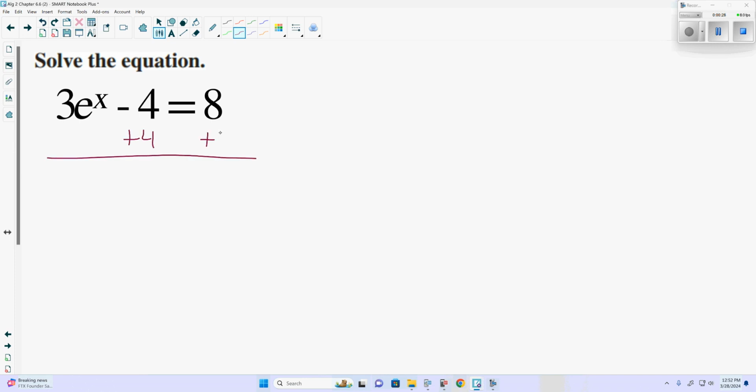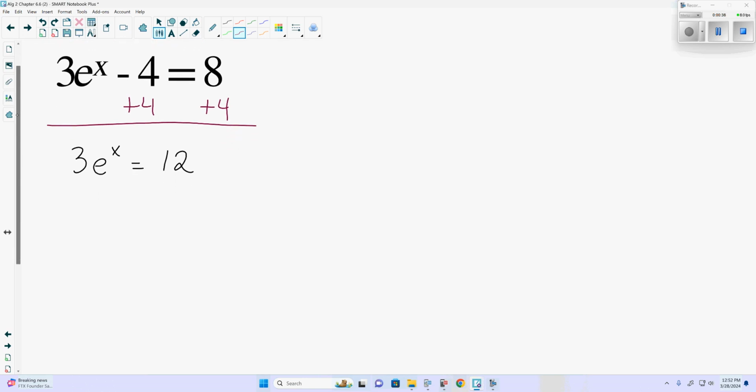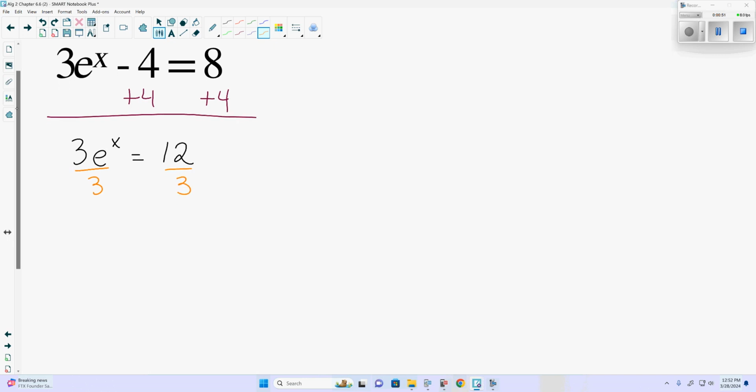So we would add 4 to both sides, telling us 3e to the x is equal to 12, because we're adding 4 to both sides. Now what would we need to do next? We're going to divide both sides by 3. And when we divide both sides by 3, we'll have e to the x is equal to 4. Questions on how we got our e to the x by itself?